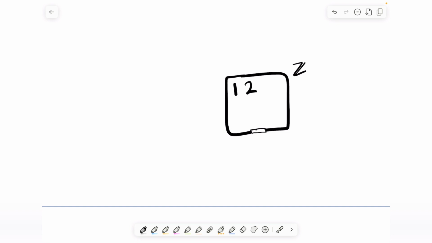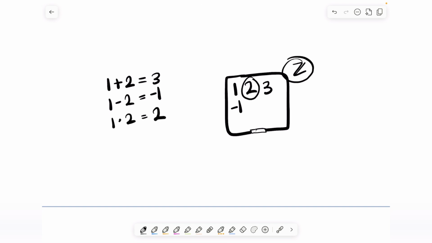So 1 is in here, 2 is in here. And the idea is if I do 1 plus 2, that's 3. 3 is also an integer, so it lives in the house of integers as well. If I do 1 minus 2, I get -1. -1 is also an integer, so it lives in the house of integers. If I do 1 times 2, I get 2. 2 lives in the house of integers.